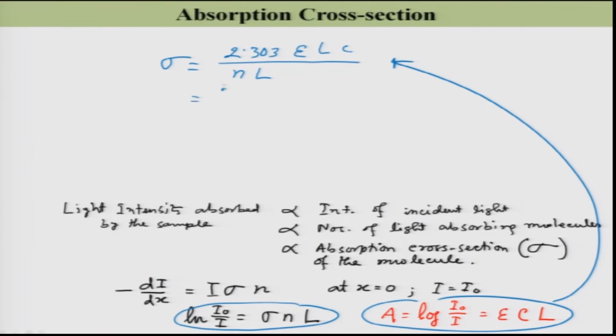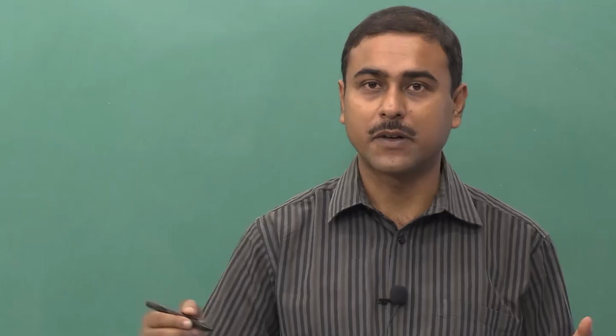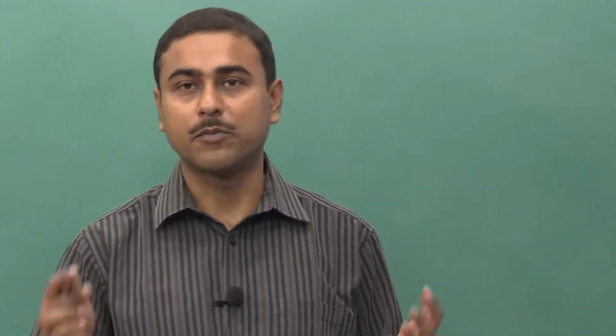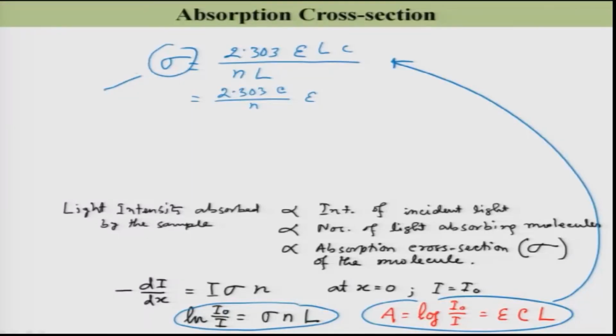So, what we will get is sigma equal to 2.303 epsilon C by N. So here C is my concentration defined as moles per liter, and here N is the number of molecules per cc. So, in the next class we will see how we are going to equate these two to get information about this quantity sigma, which is the absorption cross section.